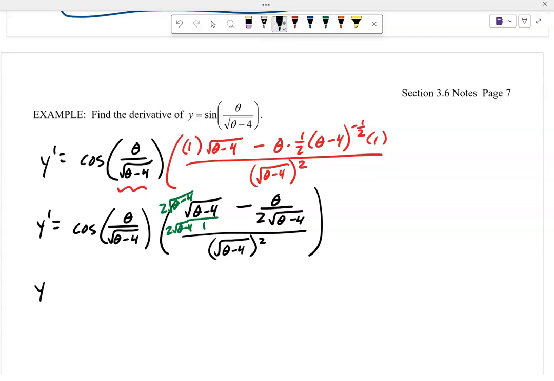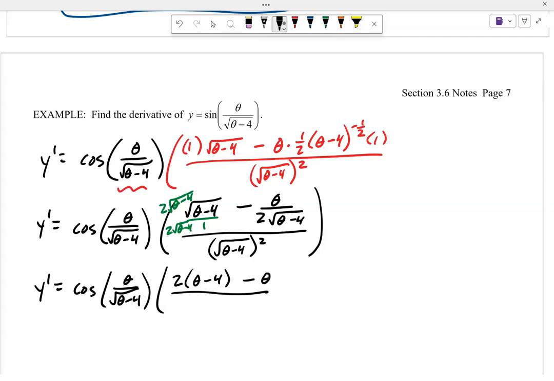And so I have y prime being cosine of this times 2 square root of theta minus 4 times another square root of theta minus 4 is just a regular old theta minus 4, right? It undoes the radical. Minus theta. This is all over 2 square root of theta minus 4. That's our common denominator. And then that's all over square root of theta minus 4 squared, which is just theta minus 4 with a 1 power, right? Go ahead and this is over 1, so I'm going to multiply by the reciprocal.